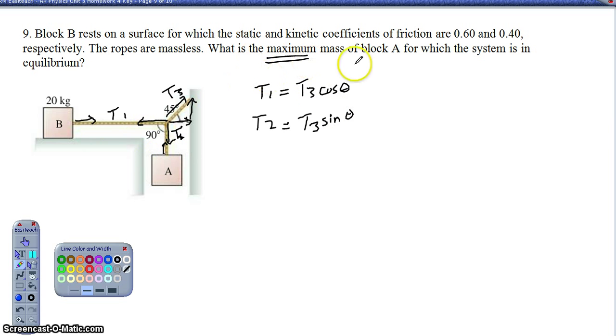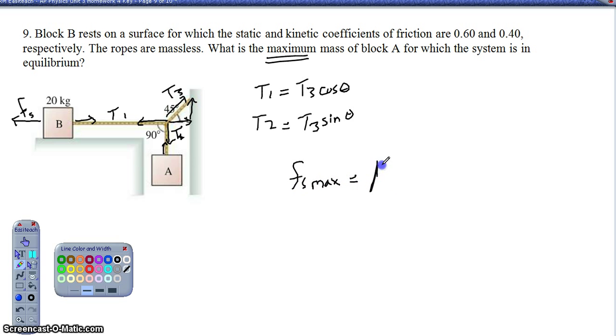So again, if I want to find the maximum mass, I want to find out what the maximum this tension can be, which means I need to figure out what's the maximum that friction can resist that. Because if I focus on block B, block B is going to be at rest as long as my static friction can match tension. So that's really the route that I want to start with. Let's find the maximum static friction that we can find.